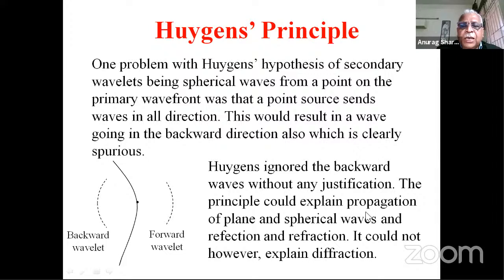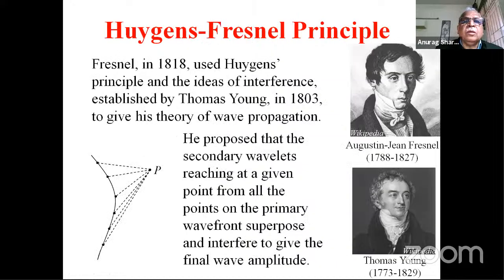The principle could explain propagation of, as I said earlier, plane waves, spherical waves, and refraction, and could not, however, explain diffraction. Today, of course, we use Huygens' principle to study diffraction, but actually Huygens could not explain diffraction on the basis of his principle. And that was done by Fresnel. Fresnel in 1888 used Huygens' principle and the ideas of interference, which were already established by then by Thomas Young in 1803. So now you had the Huygens principle.